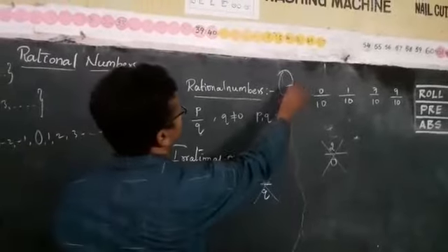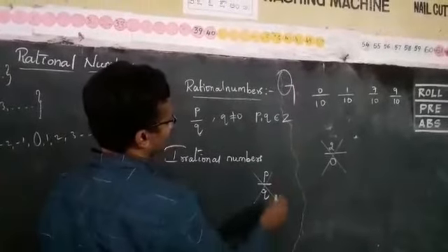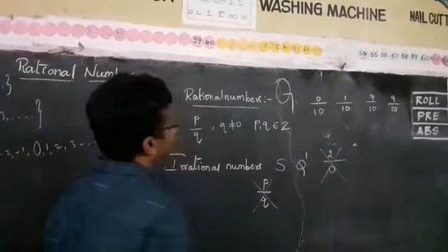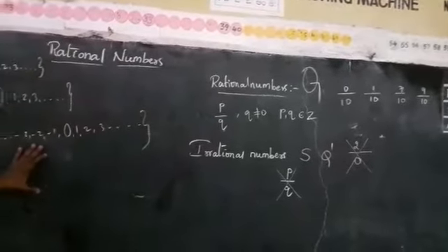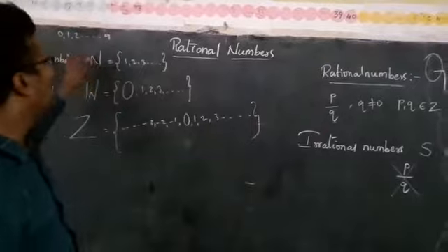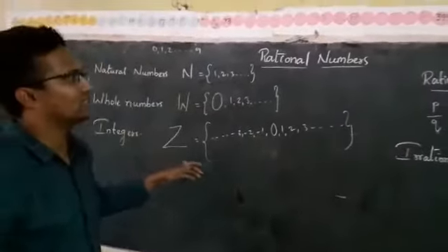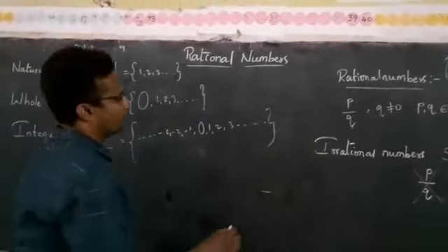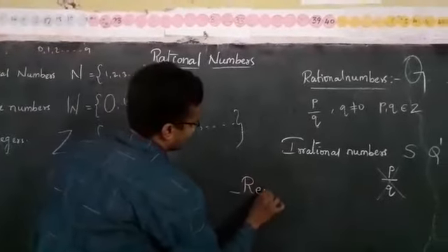And rational numbers are denoted by Q, and irrational numbers are denoted by S, or otherwise Q dash. And all these numbers put together, that is the natural numbers, whole numbers, integers, rational numbers, and irrational numbers, all put together are called real numbers.